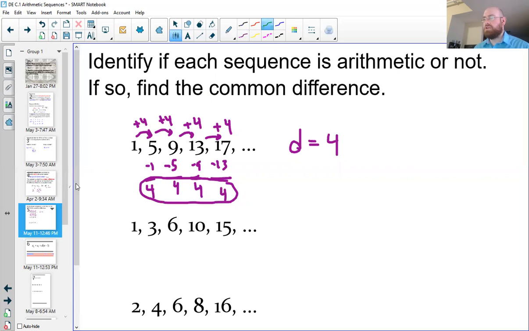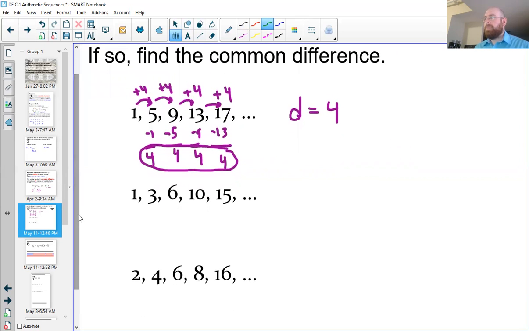So let's change our color here and do another example. Now we have 1, 3, 6, 10, 15. So to go from 1 to 3, we add 2. To go from 3 to 6, we add 3. And so we can immediately stop. This is not arithmetic. As soon as we have different numbers, we can no longer have a common difference, because common differences must all be the same.